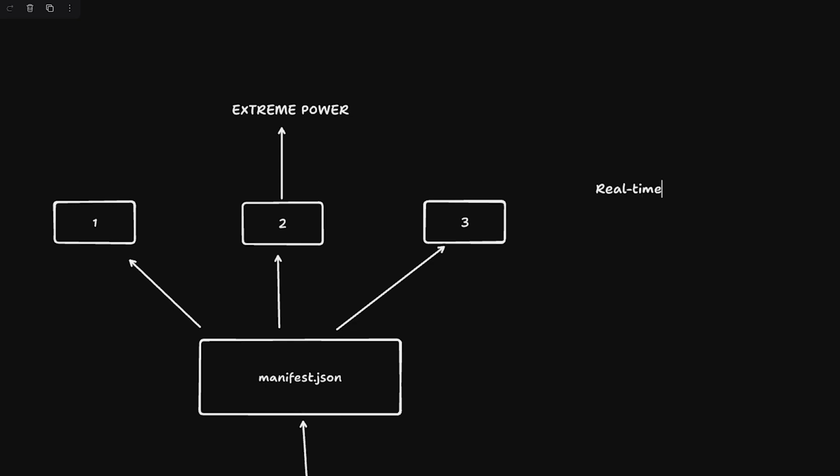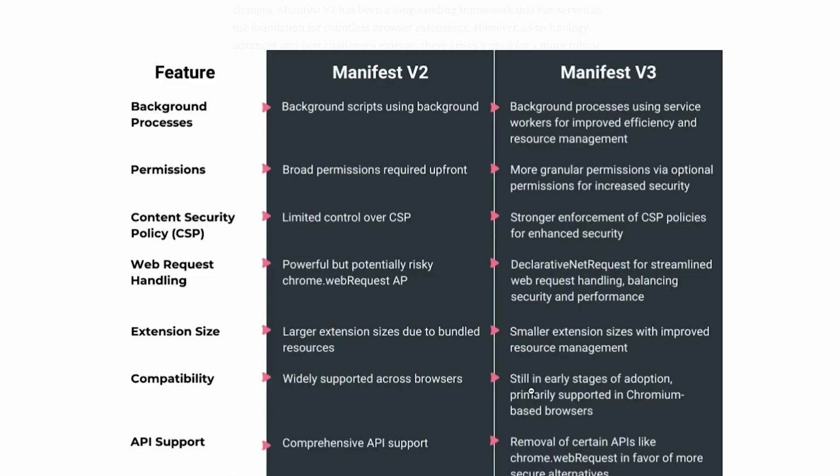real-time request monitoring. There is an API called chrome.webRequest available inside Chrome extensions, right? In V2, which is now not there. So you can see this last point, removal of certain APIs like chrome.webRequest in favor of more secure alternative. Secure alternative being the key term here.